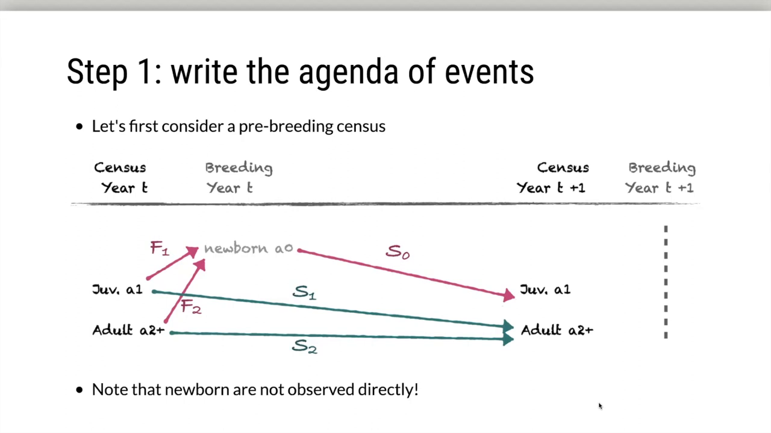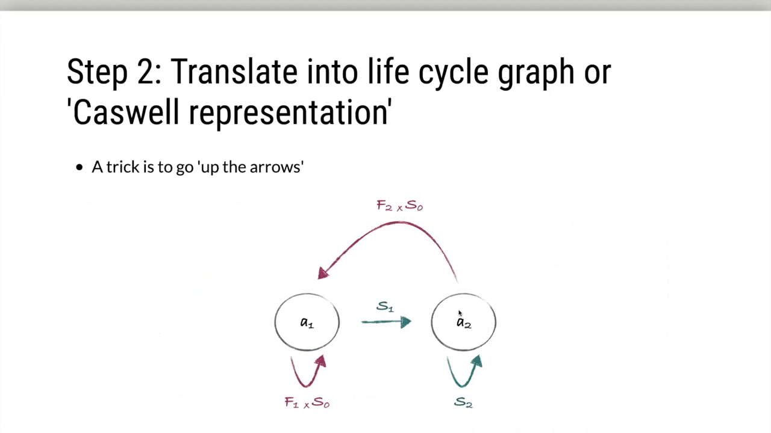Note one important thing: in a pre-breeding census, we do not observe chicks directly. We come to the population at time t and again at time t plus 1. So when we write the life cycle, we just have the A1 and the A2, not the chicks, because we do not observe them directly in a pre-breeding census. So you write your two compartments of individuals in the population as circles, A1 and A2, and you represent with arrows the flows of individuals from one year to the next.